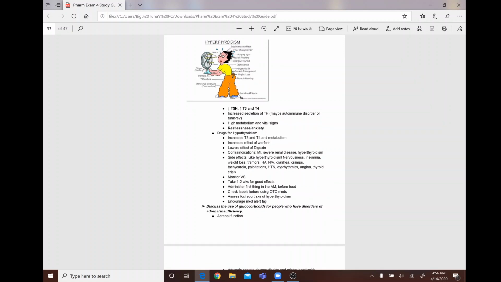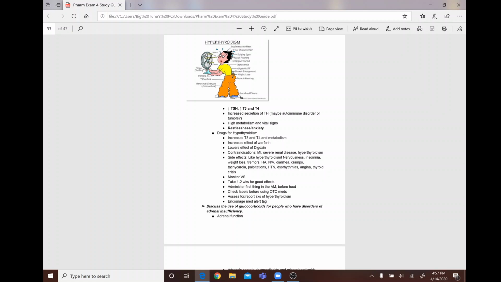All right, what do drugs for hypothyroidism do? Increase T3, T4 metabolism. What do these drugs interact with other drug-wise? It increases the effect of warfarin and lowers the effect of digoxin. What are drugs for hypothyroidism contraindicated in? MI, severe renal disease, and hyperthyroidism.